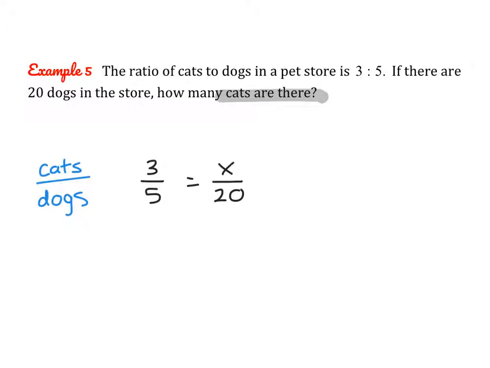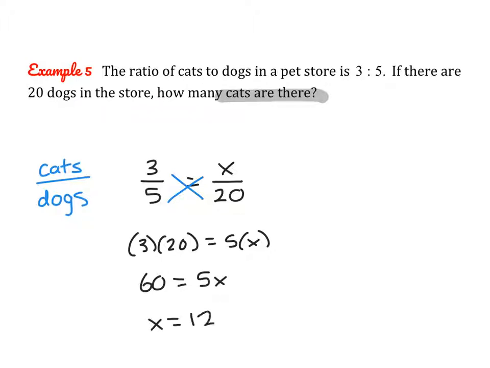So our numerator is actually going to be x. Now we can cross multiply. 3 times 20 equals 5 times x. So 60 equals 5x, and x will equal 12. So then we can answer it completely. So there are going to be 12 cats.